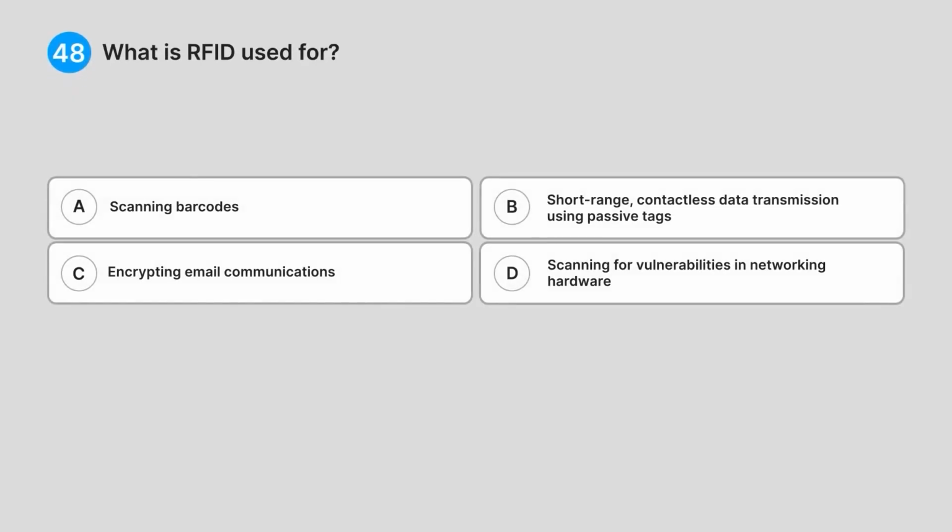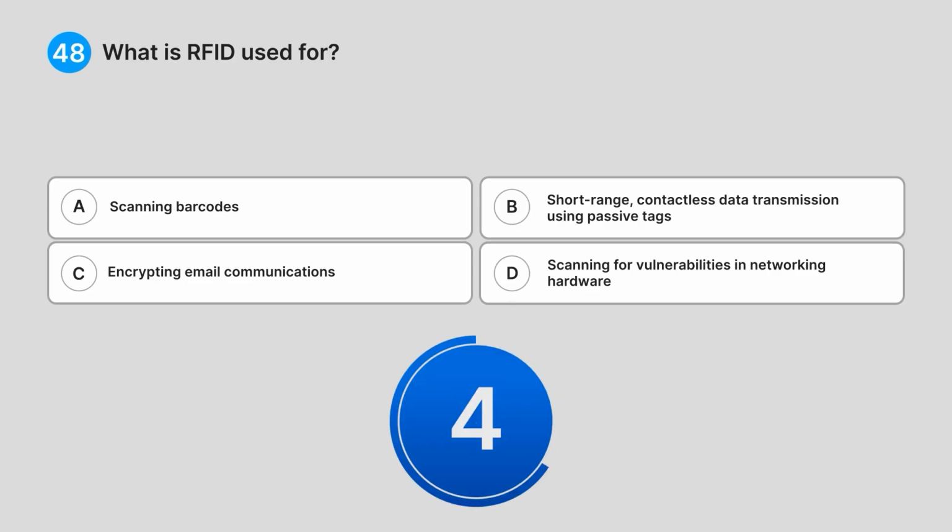48. What is RFID used for? A. Scanning barcodes. B. Short-range, contactless data transmission using passive tags. C. Encrypting email communications. D. Scanning for vulnerabilities in networking hardware. What do you think is the answer?